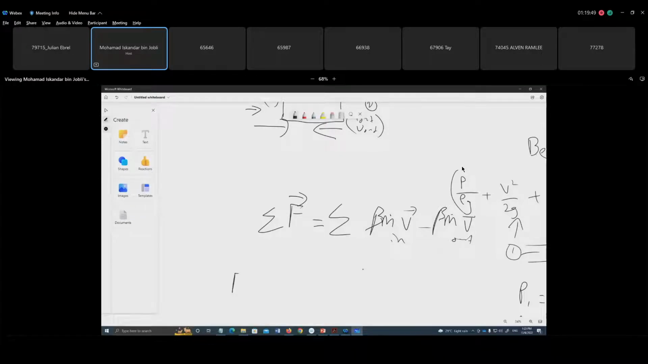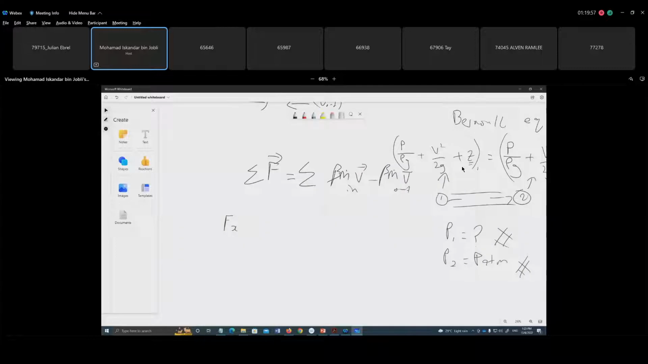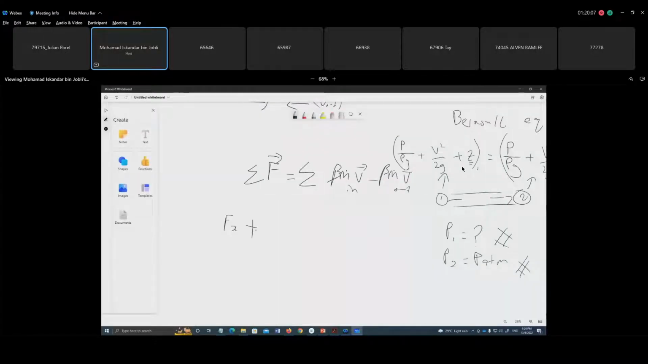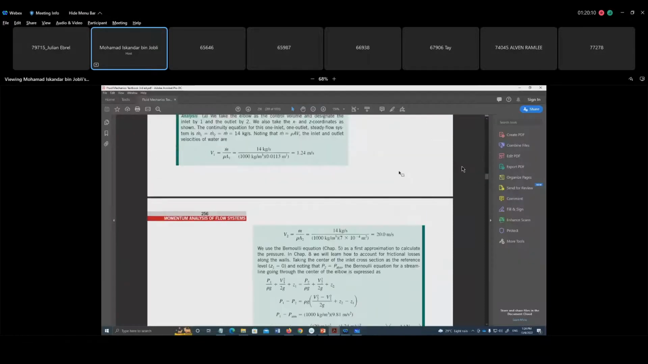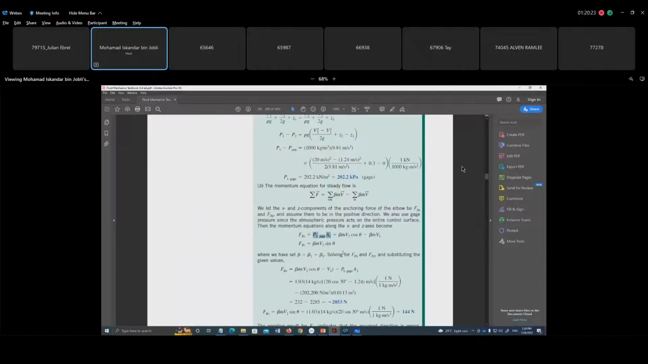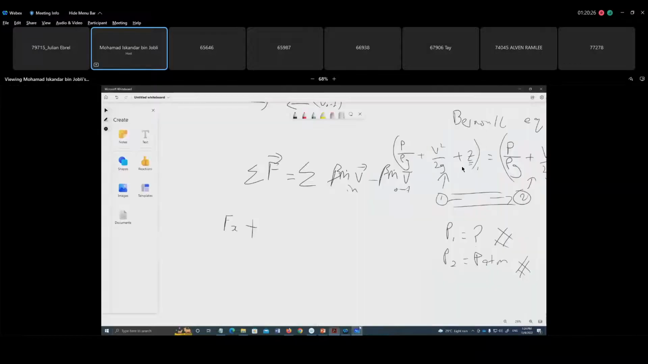You have Fx. This is the force that we are trying to find, the force in the X direction, fellas. Just say F in X, they use R, it doesn't really matter, just Fx. Plus the force that is acting here. This is the only force acting at point one, because like I told you, we are just looking at point one, point two. At point two there is no force, because it is P atm. So there's only one point acting on it.